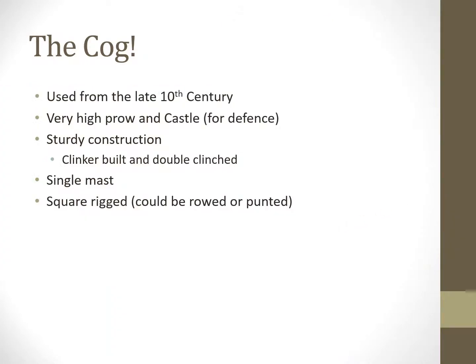The cog is invented, as it were, or something that looks like a cog, seems to us to be in use in the late 10th century. It's got a high prow for defense, sturdy construction, clinker built and double clinched. Clinchers are the so-called nails you kind of drive through and bend over to hold boards together. It's got a single mast and a square rigged sail, so when the wind's going with it, it can move with the wind. And it could be rowed or punted even. Punted is the process of sticking very long poles over the side of the ship and pushing it along. So it's quite versatile, basic but sturdy and versatile.